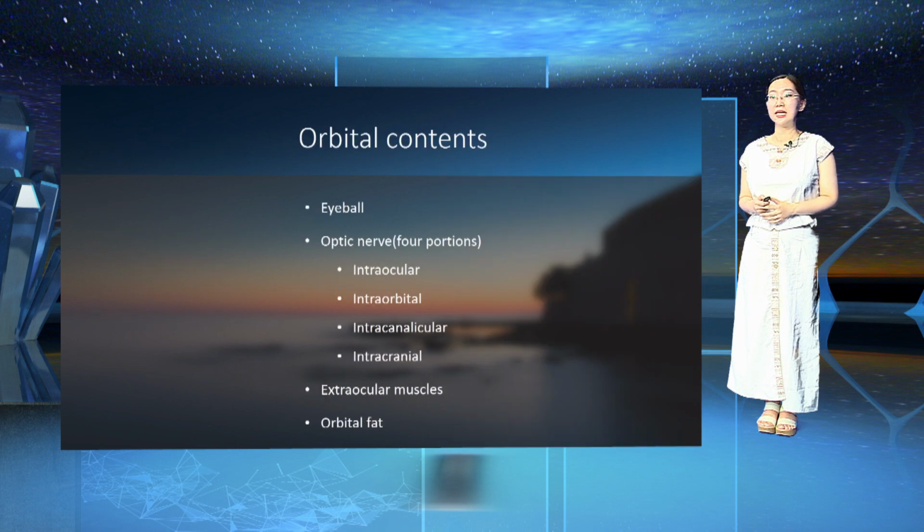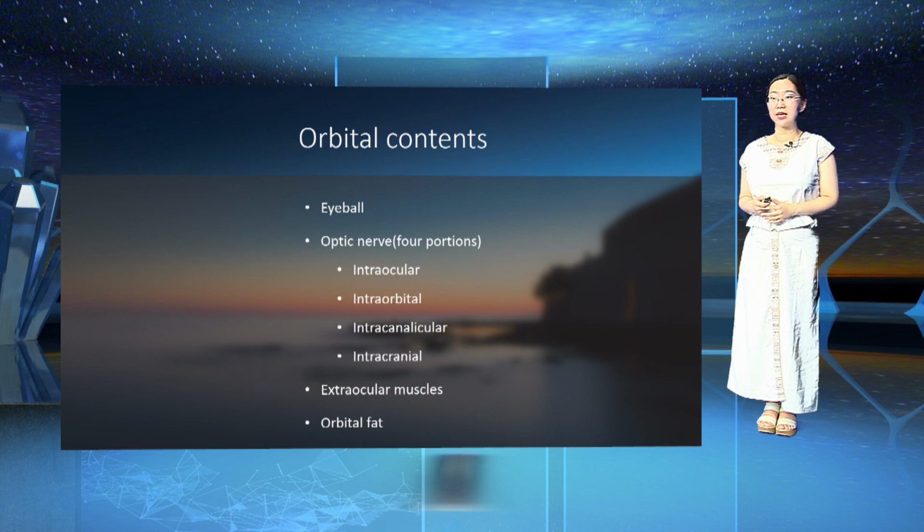There are two fissures in the orbit: the superior orbital fissure and the inferior orbital fissure. In the superior orbital fissure, there are the 3rd, 4th, 5th, and 6th cranial nerves and the ophthalmic vein. In the inferior orbital fissure, there are cranial nerve 5 branches and the inferior ophthalmic vein.